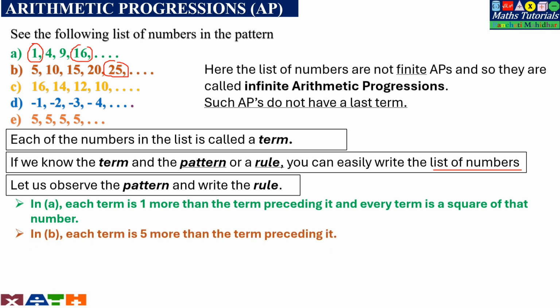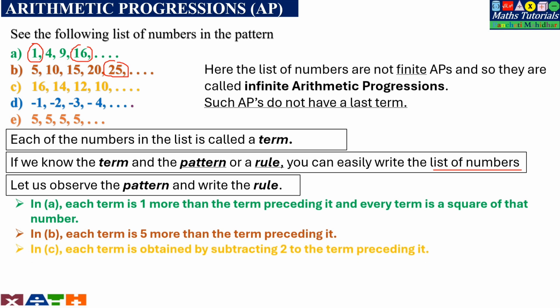In B, each term is 5 more than the term preceding it. That means either we can add, or it is a multiple of 5. 5 plus 5 is 10, 10 plus 5 is 15. Or else 5 into 1 is 5, 5 into 2 is 10, 5 into 3 is 15, and so on.